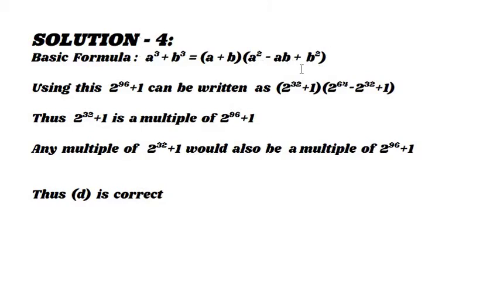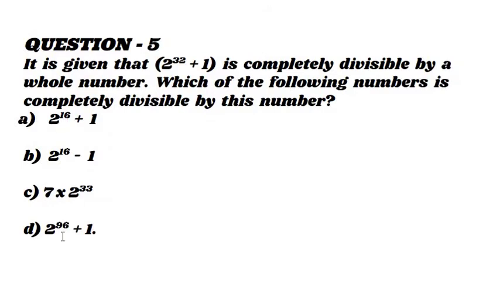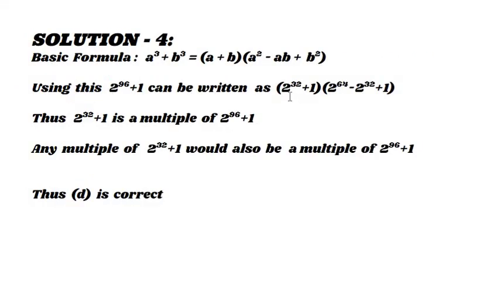Please do remember this formula. This formula is really very important, and please also verify this yourself. This one is correct. Now using this, I can write, given one of the options, 2 raised to the power 96 plus 1 as this: (2 raised to the power 32 plus 1) into (2 raised to the power 64 minus 2 raised to the power 32 plus 1).